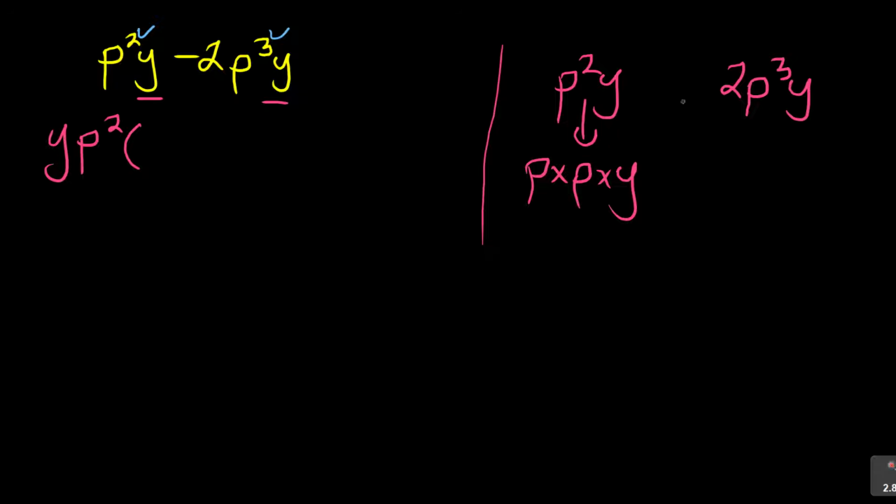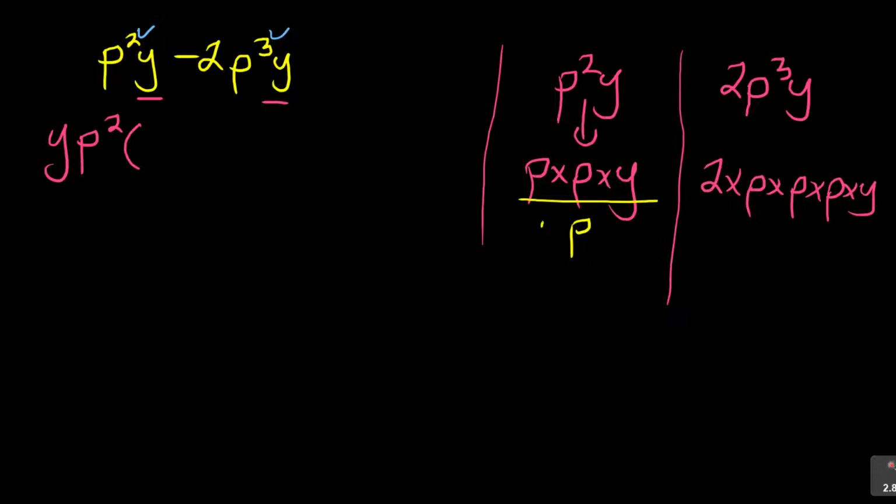Now p squared is the same as saying p times p times y, and p cubed is the same as 2 times p times p times p times y. That's what it means. And then when you're factorizing, it means we are dividing by what is common. So in this case here, we are dividing by p squared y. Let's start with p. So we're dividing by p times p, because it's p squared times y, and this one also we're dividing by p times p times y, because we call it the common, what is common.